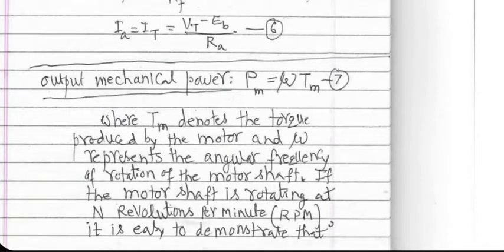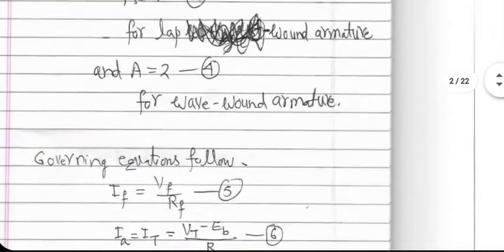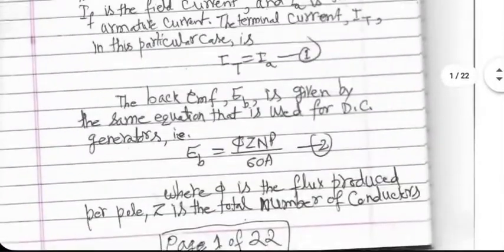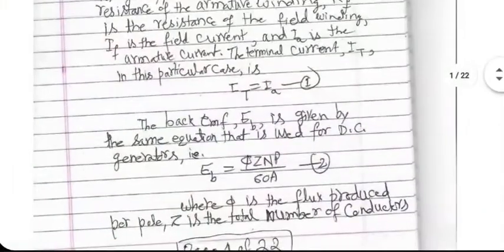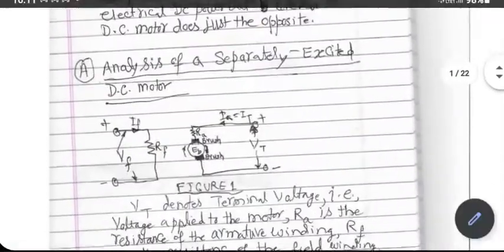Mechanical loss means friction loss and windage loss. Electrical losses, of course, will also be there, which means IA square RA plus IF square RF, which is the total copper loss, and on top of it, core loss or iron loss in the armature.